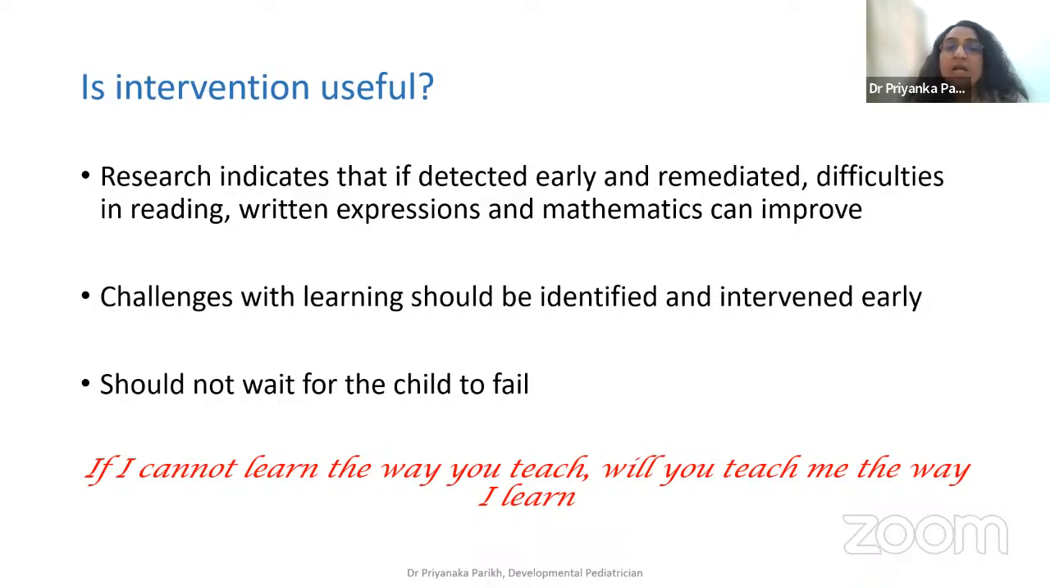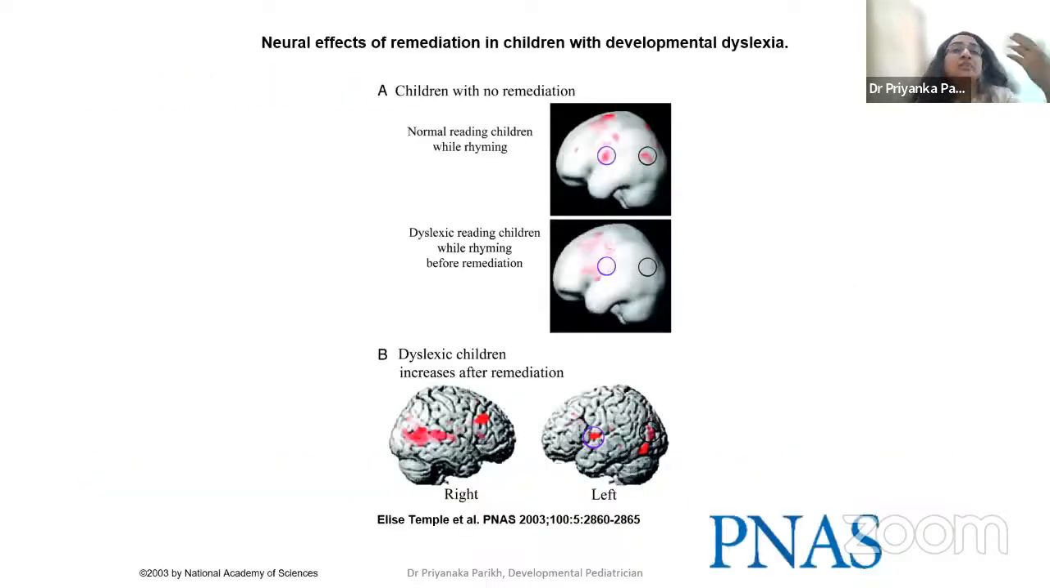We have to pick up a struggling child early and give him the help before the child starts to fail. So what we call starting early interventions and then looking at the response to the interventions. Here we also have research evidence of the effect of early intervention and remediation in the child.